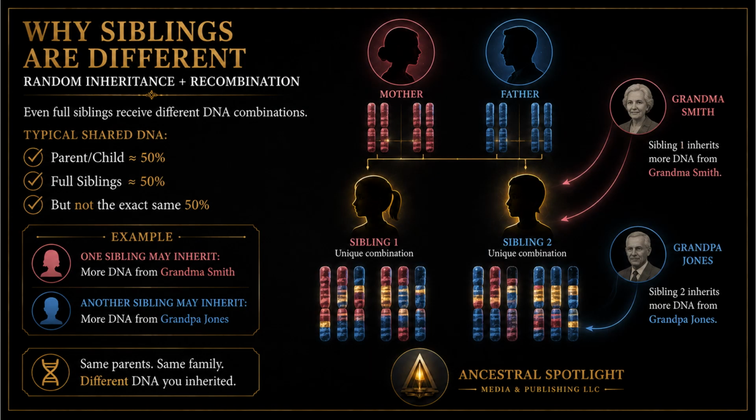Many people are surprised to learn that siblings do not inherit identical DNA. Although they receive DNA from the same parents, recombination creates unique genetic combinations for each child. This is why one sibling may match a distant cousin while another sibling does not. It's also why testing multiple family members can be incredibly valuable in genealogy research.